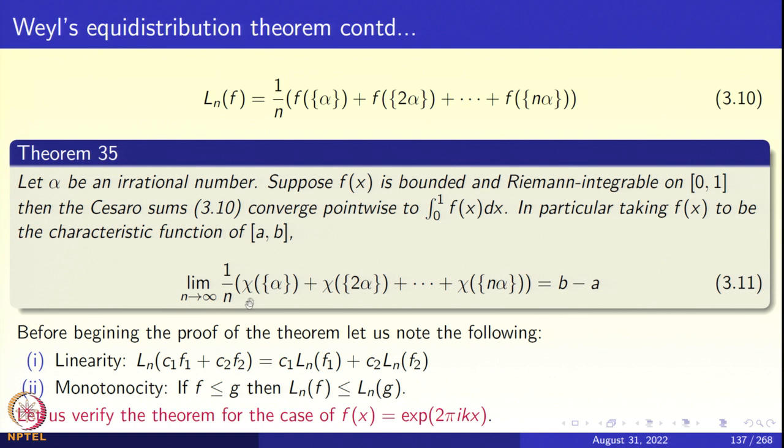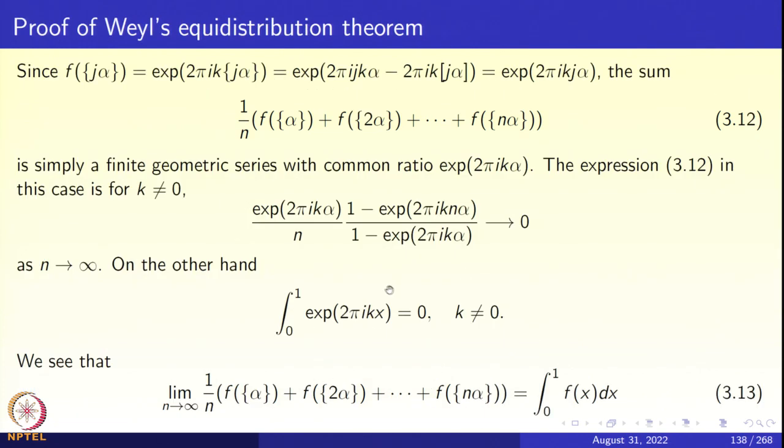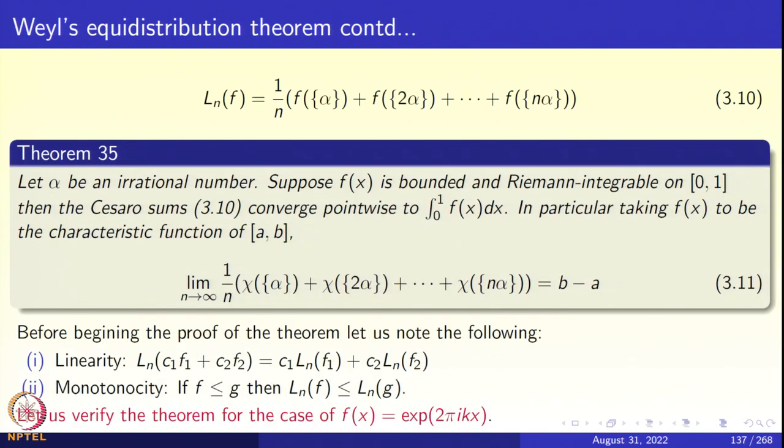So what we have done is that we have calculated the left hand side of 3.11. Instead of the characteristic function, I use this exponential function, and the left hand side happens to be 0. Now we must calculate the right hand side. The right hand side is the integral from 0 to 1 of e to the 2 pi i k x. Let us assume that k is not 0, and I immediately get that this is 0. So theorem 3.5 has been verified for the special case when the function f of x is the exponential function e to the power 2 pi i k x. We assume k is not equal to 0.